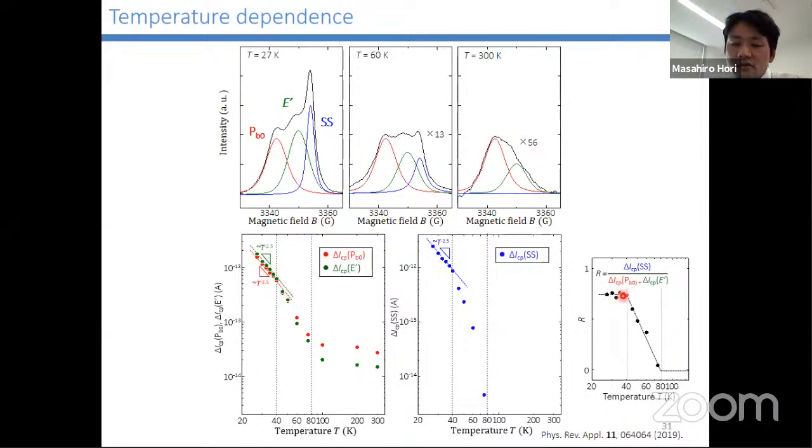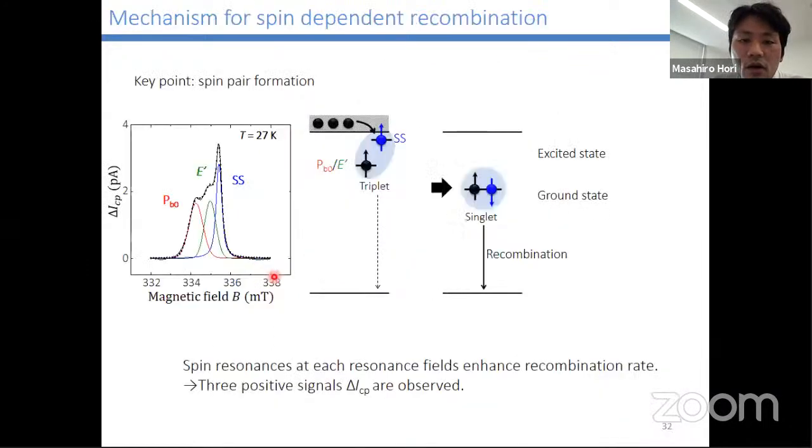This means that the shallow state forms a spin pair with the defect state 1 by 1. Therefore, the shallow state forms a spin pair with defect states as shown in this figure. Here, note that the shallow state is not the recombination center, but the electron supplier to the defect state.